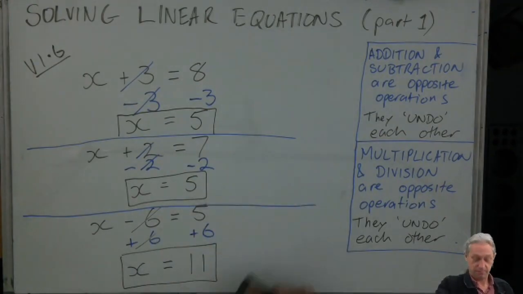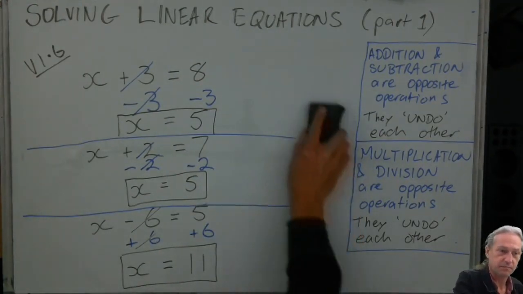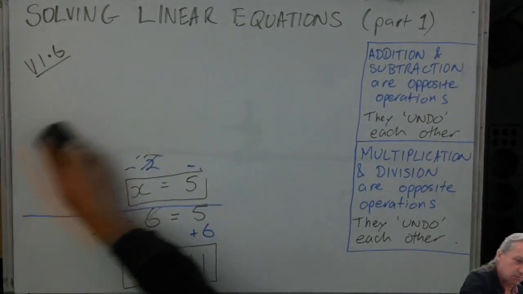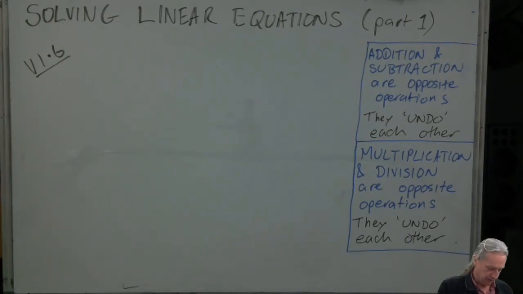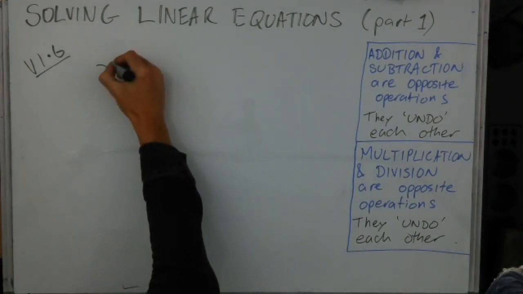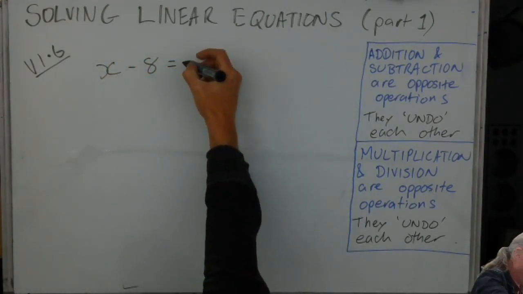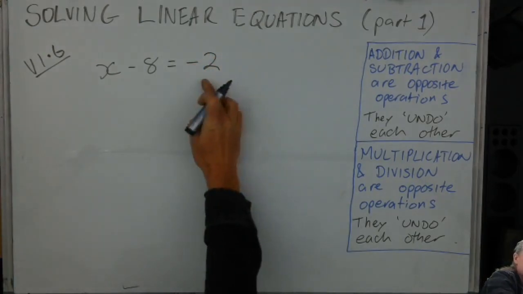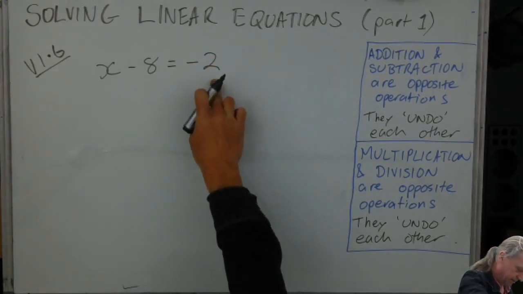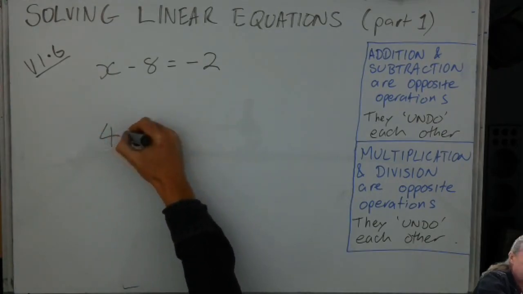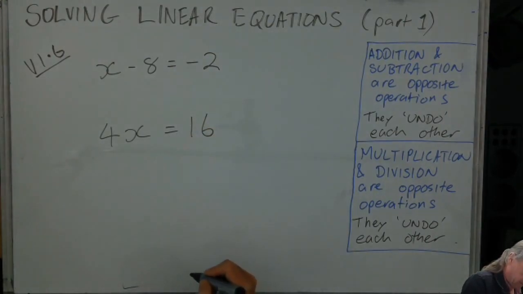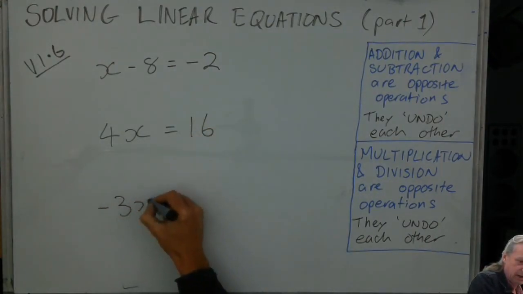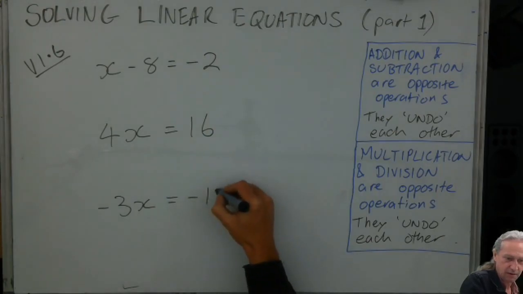Okay, I'm going to rub these out. We're going to do the next lot. So I think we've got quite a few more. So I'll write these ones out as well. Let's take x take away 8 equals -2. So we're starting to get into negative land. The next one, 4x equals 16. -3x equals -12.